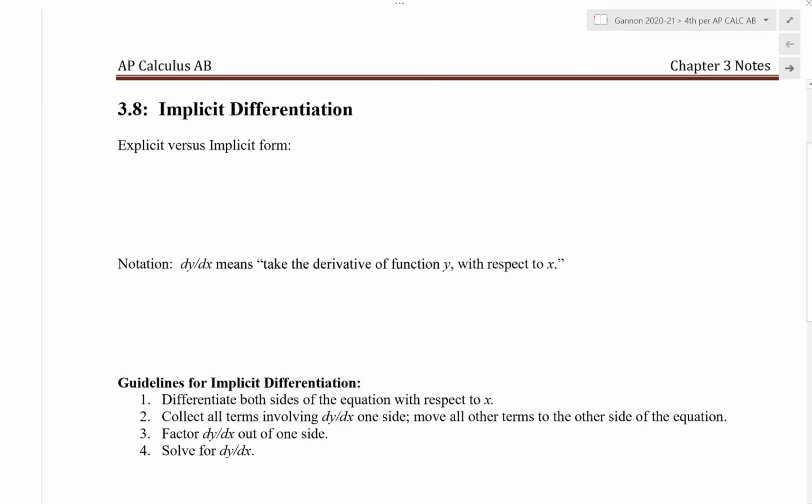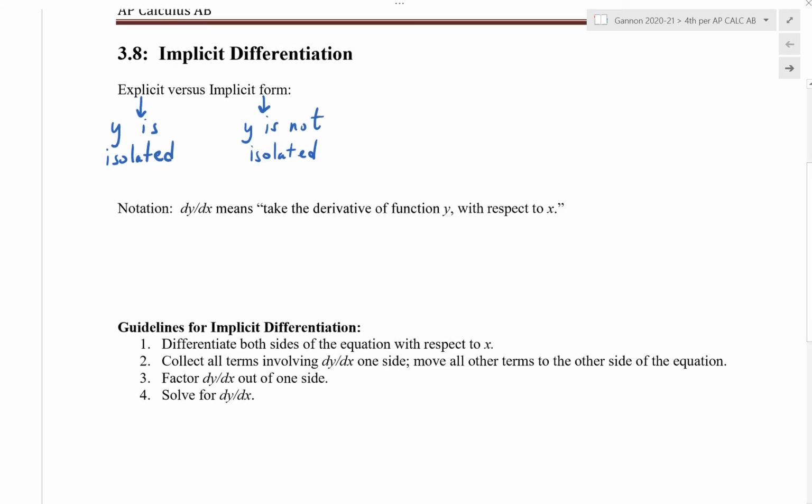So the first thing is to look at the difference between explicit versus implicit. Essentially, all the derivatives we've taken at this point have been explicit. Generally, we just want to think about that as y being isolated. So we have an expression or an equation where the y term can be isolated. With implicit form, y is not going to be isolated. That's what we're going to focus on today, taking the derivative of equations in which the y value is not isolated.